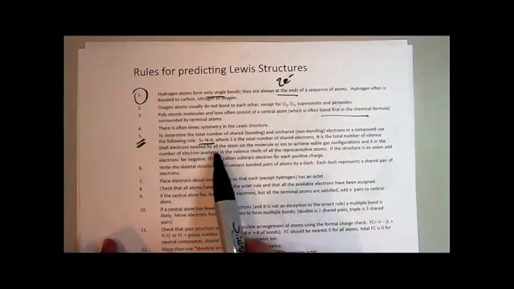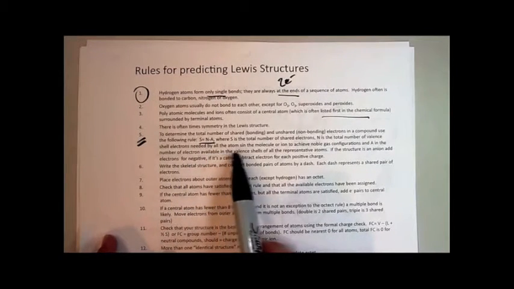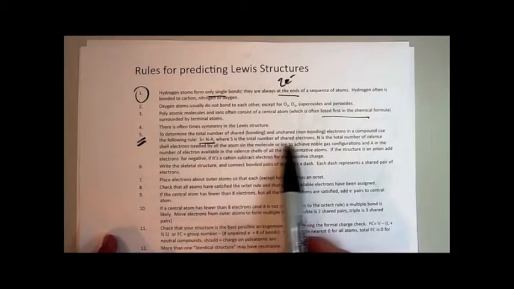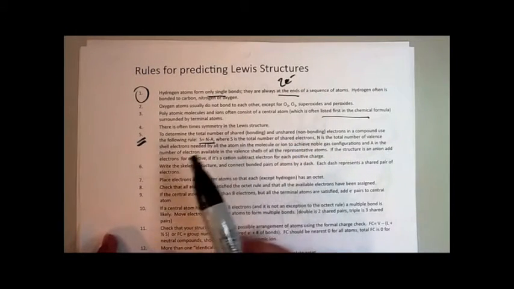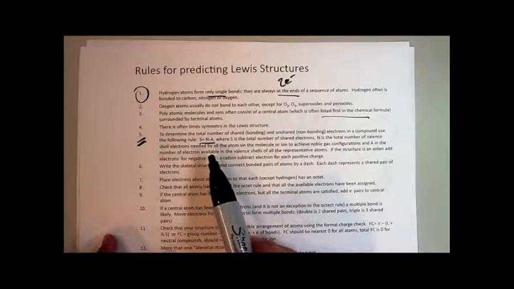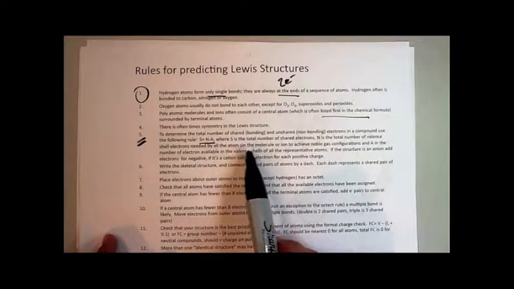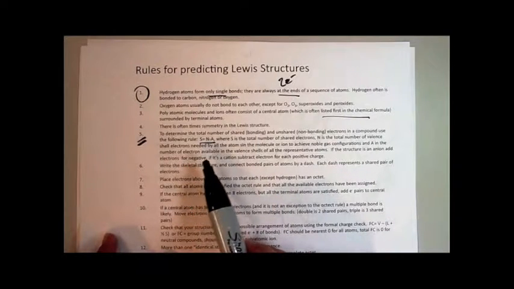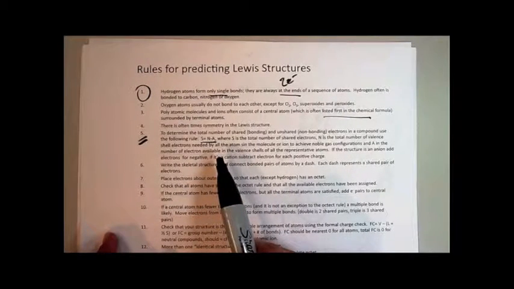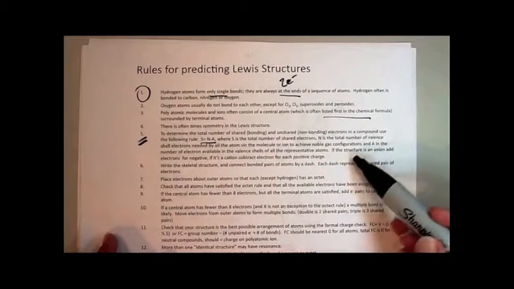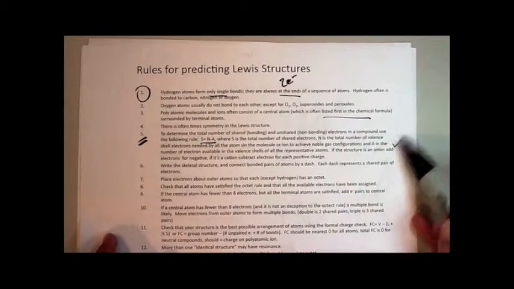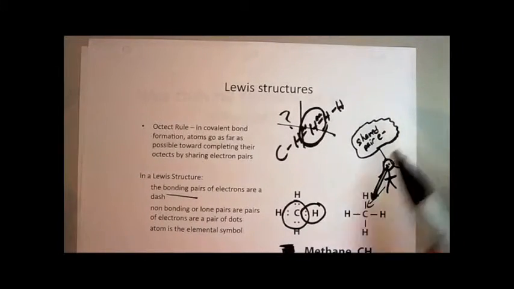The S equals N minus A rule is where S is the total number of shared electrons in the molecule, N is the total number of valence shell electrons needed by all the atoms in the molecule or ion to achieve the noble gas configuration, and A is the number of available valence electrons in that particular element. So we'll practice this. All right, the best thing we can do is just practice, and then you can refer to the rules as we go.